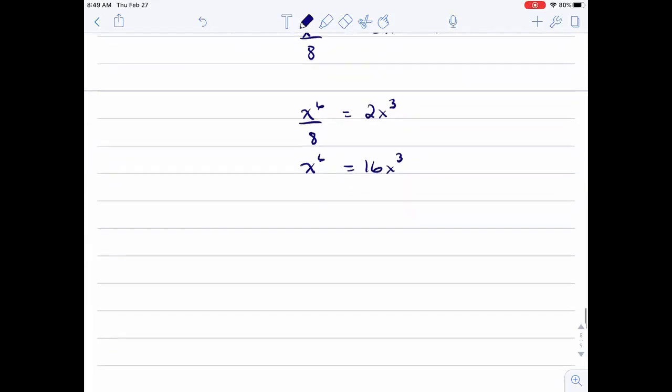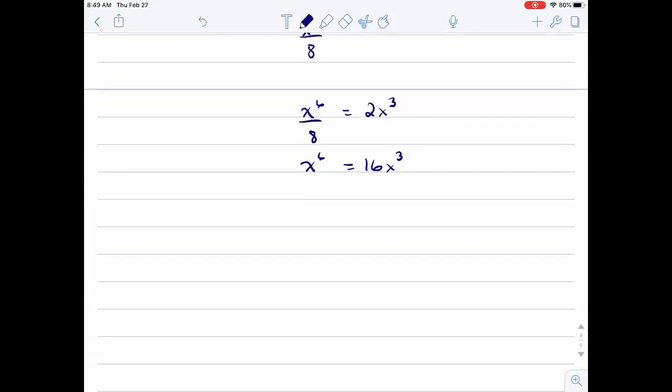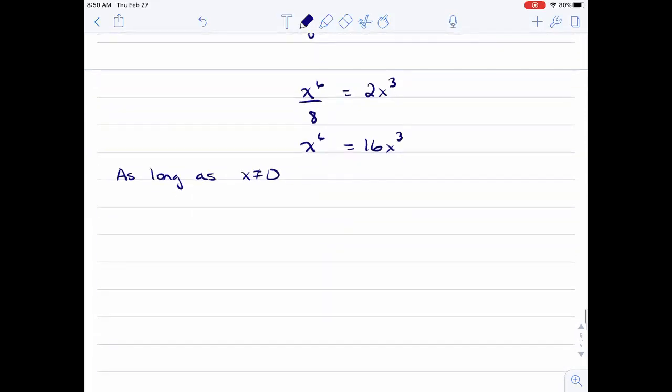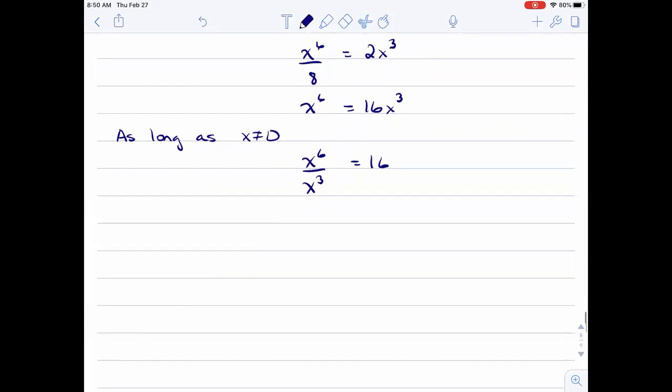And so, as long as x is not 0, then we can divide that x to the 3 over. And we can say that x to the 6 over x to the 3 is equal to 16, which we can reduce to just x to the power of 3 is 16.